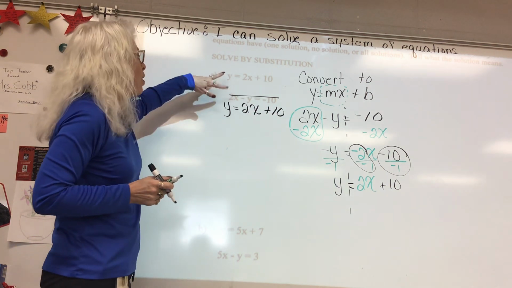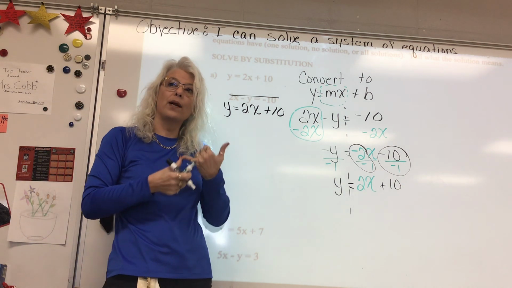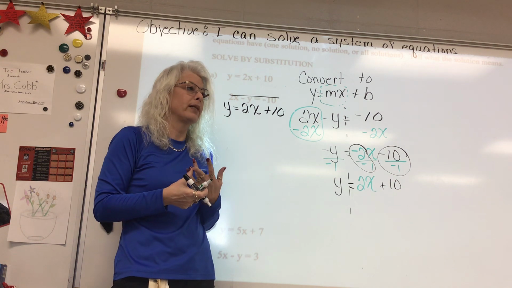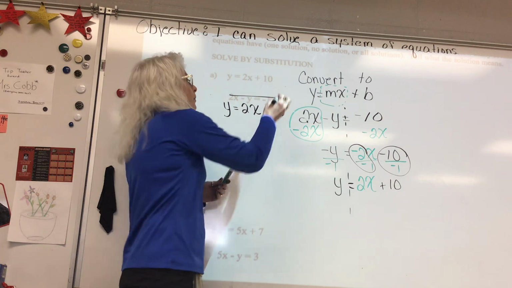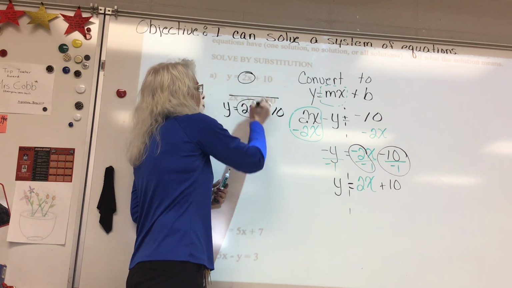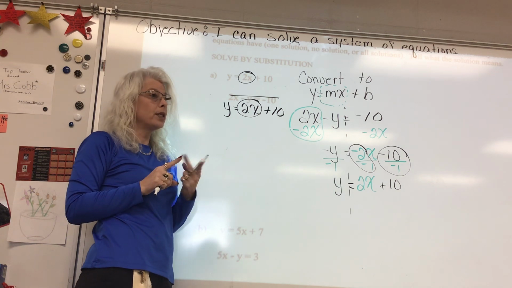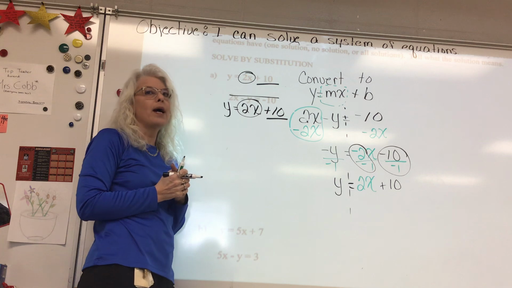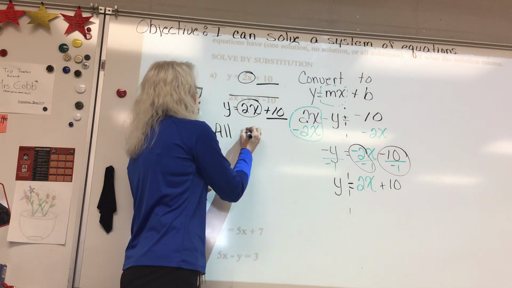Once we have our equations written in slope-intercept form, now we need to find out, are they one solution, no solution, or all solutions? Are the slopes the same? So that means that it either has to be one solution or all solutions. Do they have the same y-intercept? Mm-hmm. So all solutions.